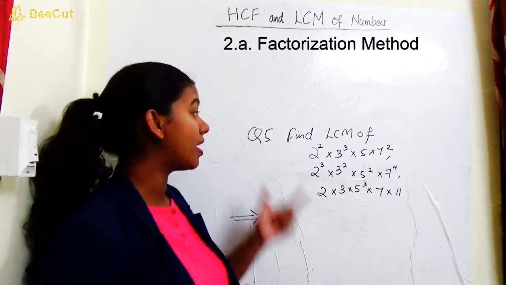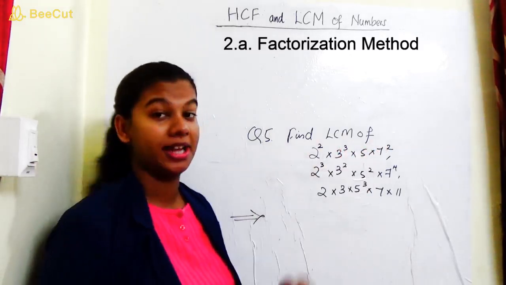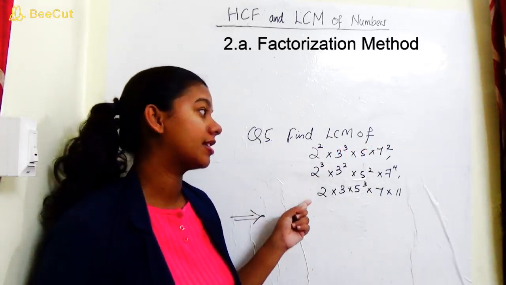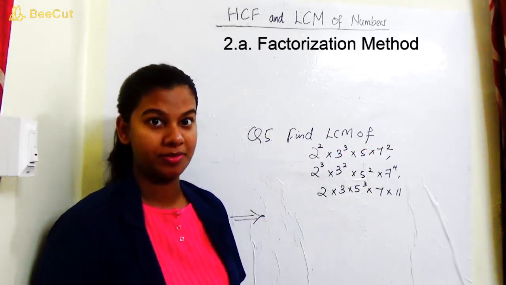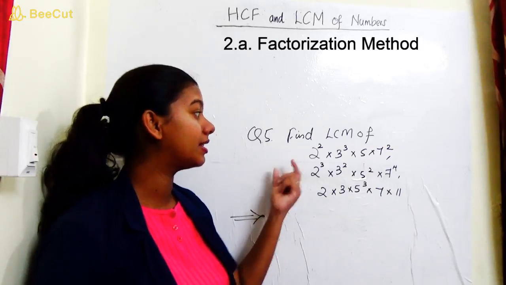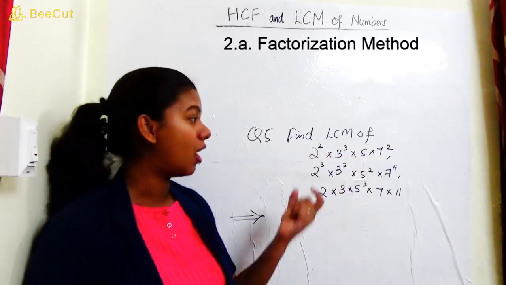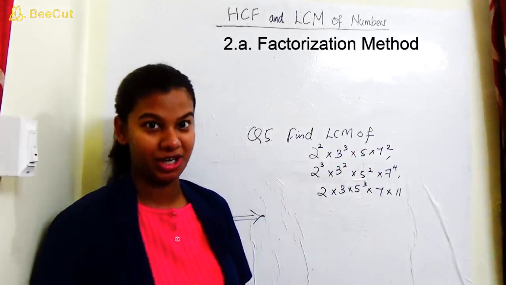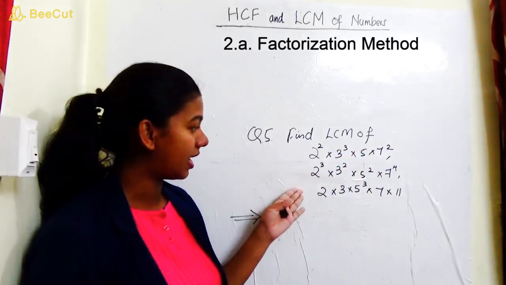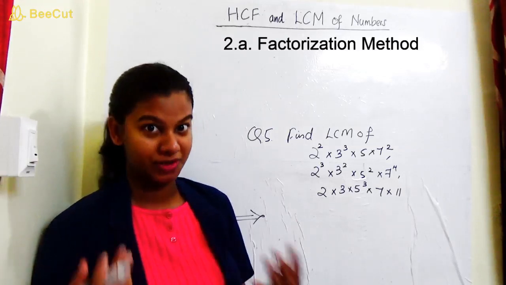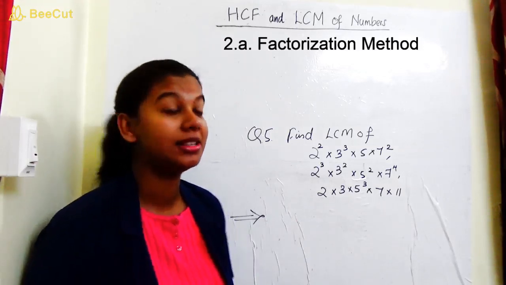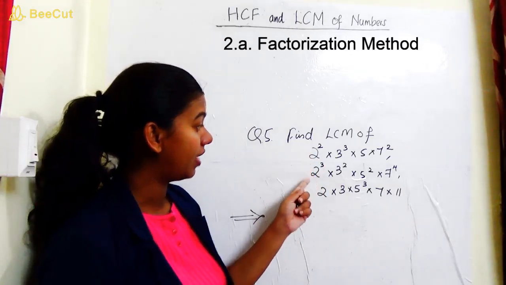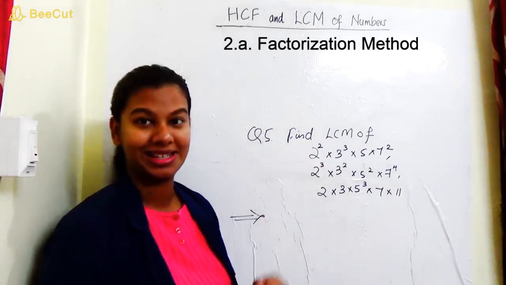Okay. So in this question, they are asking to find the LCM of these three numbers. So they are already expressed in the factorized form. I mean, they are already expressed in the product of their multiples. How to get the product of the multiple? I showed in my previous video. Okay. So if it is given like this, as per the definition of LCM, we have to take the maximum powers. We have to take the factors with the maximum powers.